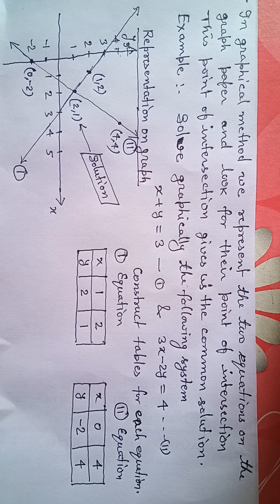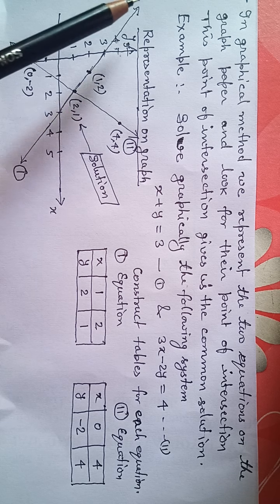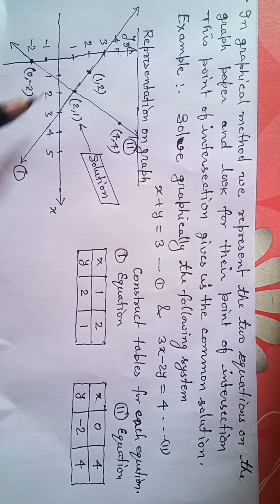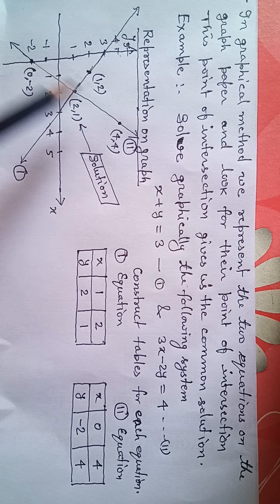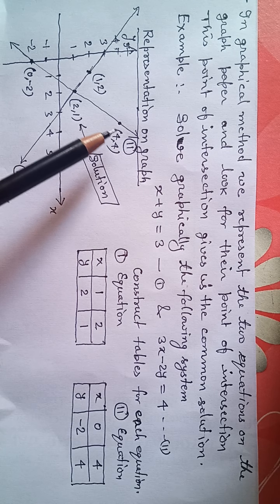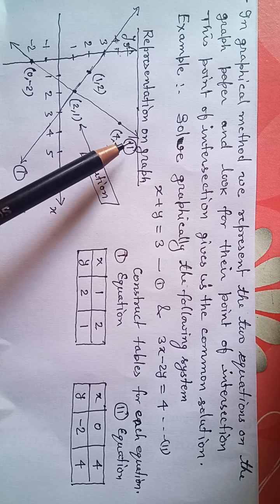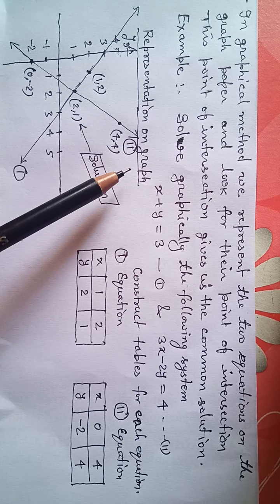Now, plotting these points, we have this (1, 2) and this is point (2, 1). We draw a straight line and this straight line represents the first equation. Similarly, here (0, -2) and (4, 4). Let us join these two points and this straight line represents the second equation.